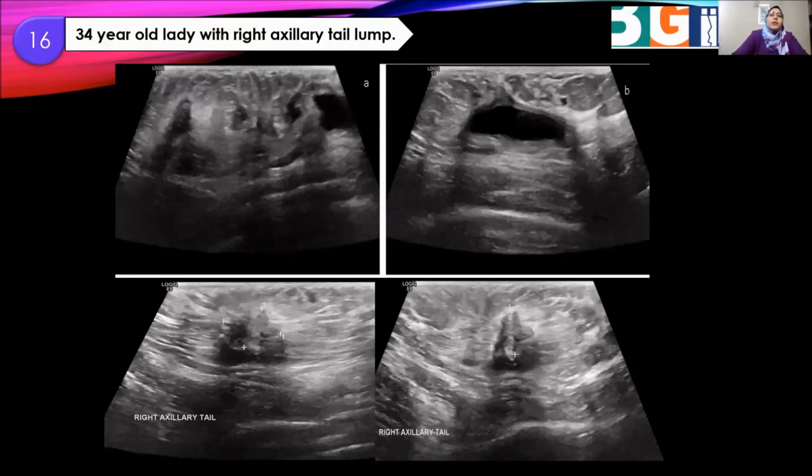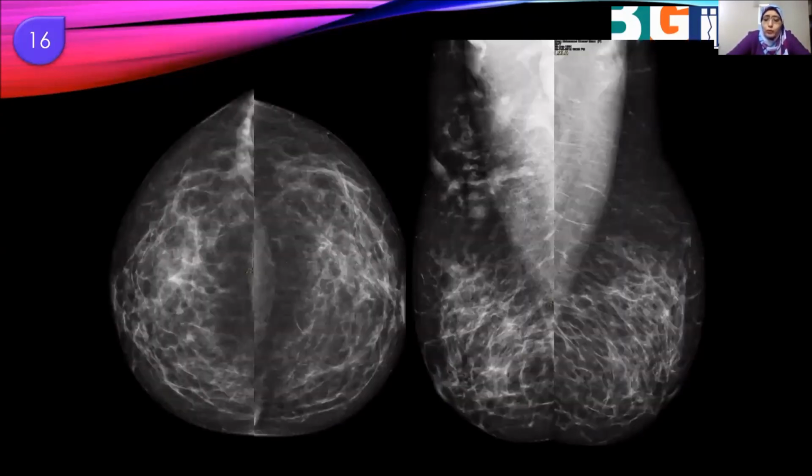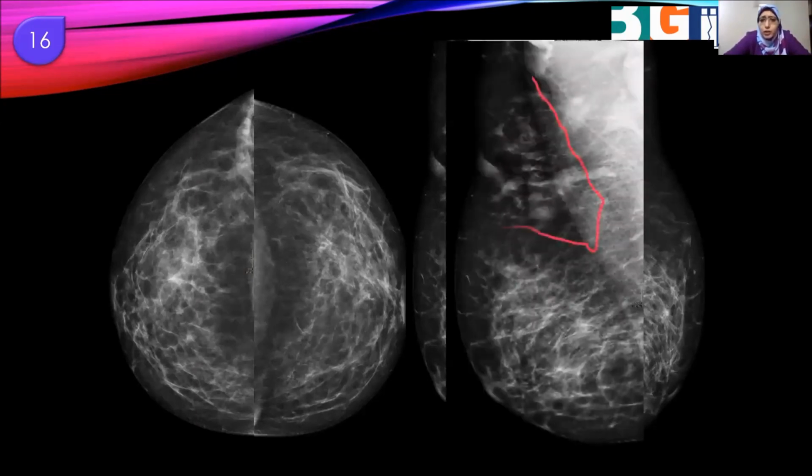Okay, this is a 34-year-old lady with a right axillary tail lump. The ultrasound showed this lesion with multiple cystic spaces. Actually, the preliminary ultrasound showed this ill-defined lesion, which was reported as suspicious. We performed her mammogram, as she was young, so we didn't perform it at first. The mammogram showed this axillary tail lesion with mixed density.